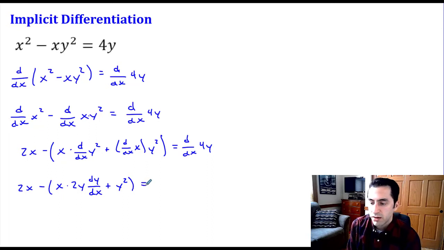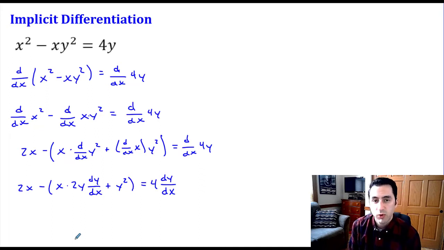On the other side of the equal sign, this is the same idea. I'm taking the derivative with respect to x of 4y. Using our normal derivative rules, the derivative of 4y is just 4, but I also need to include dy over dx. So there we go. I took the derivative of everything, and as you can see, I am left with dy over dx in a couple spots in this equation.